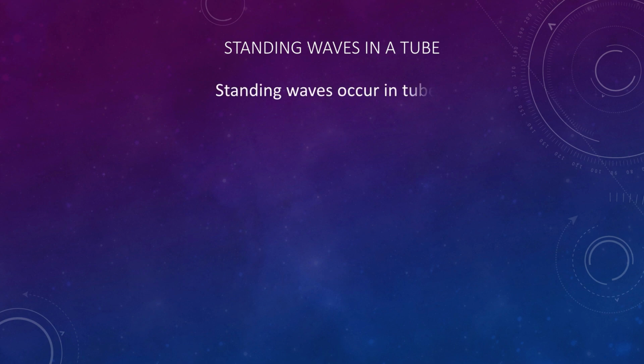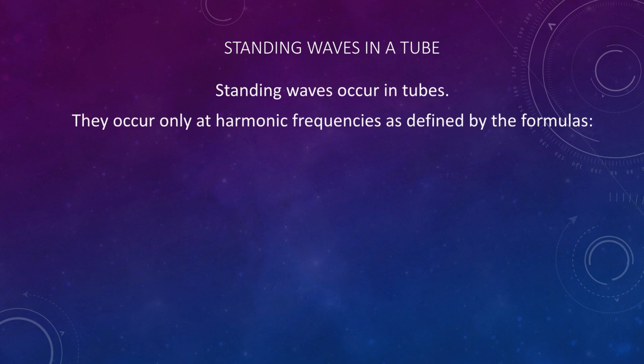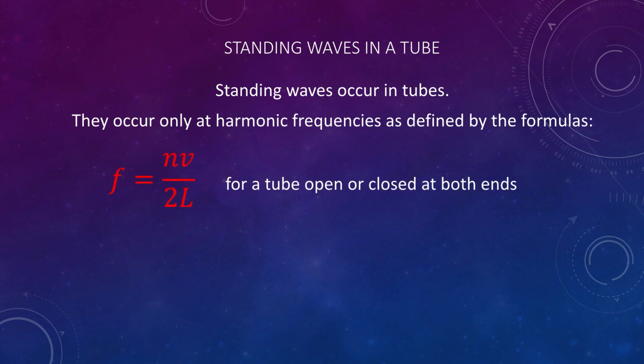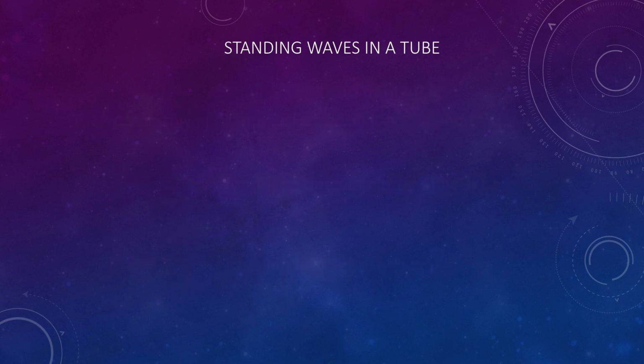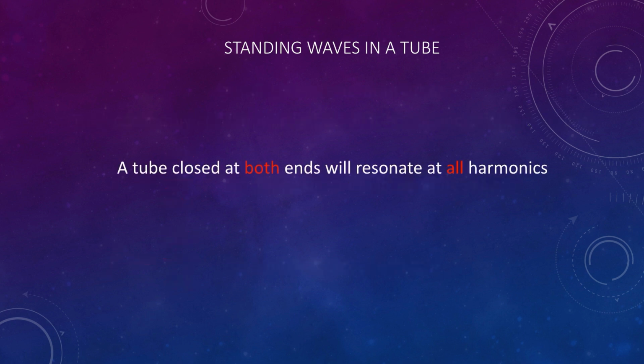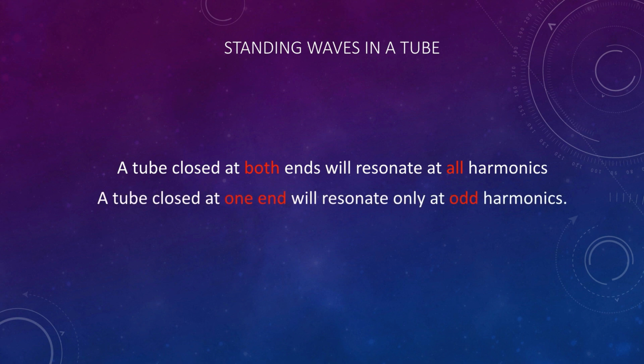First, that standing waves occur in tubes only at harmonic frequencies, as defined by the formula f = nv/2L for a tube open or closed at both ends, or f = nv/4L for a tube closed at one end. We'll see that a tube closed at both ends will resonate at all harmonics, and that a tube closed at one end will resonate only at odd harmonics.